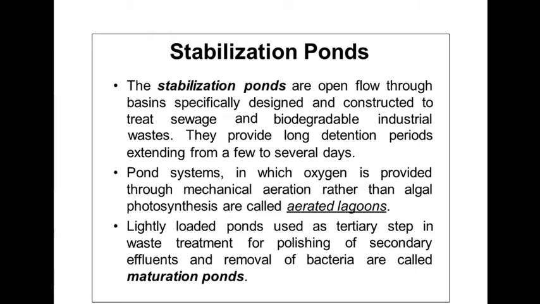A pond system in which oxygen is provided through mechanical aeration rather than algal photosynthesis is called an aerated lagoon. So sometimes there is oxygen supply, or sometimes oxygen is absent. When oxygen is provided by a mechanical aerator or surface aerator, you can say it is an aerated lagoon. Either oxygen is supplied by photosynthesis, or some atmospheric oxygen also dissolves into the water, and some mechanical aeration system also provides oxygen.